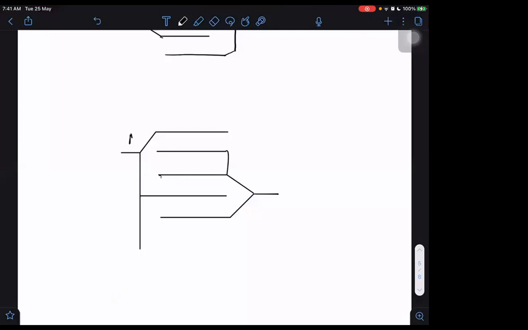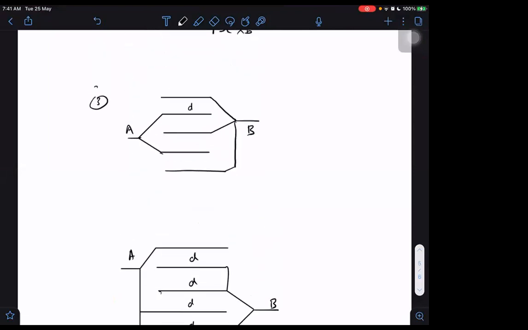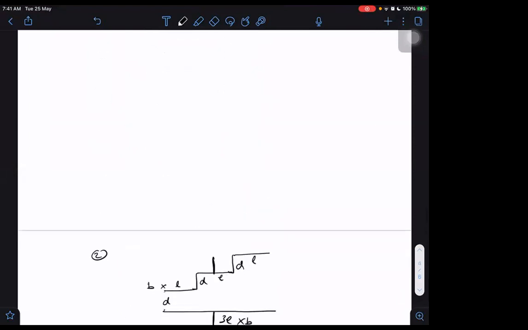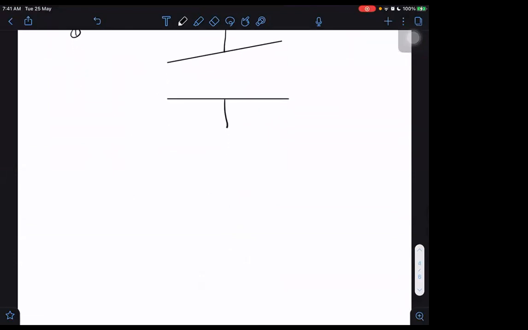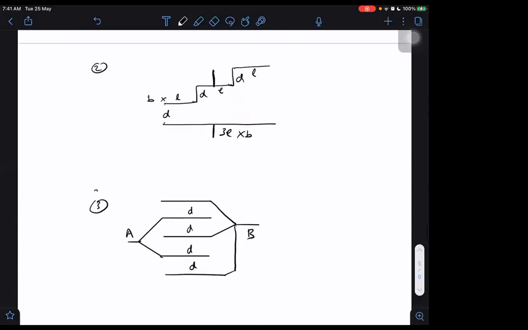So this is A and this is B. So let us do this now. Starting with this one, this one is slightly tougher, so I will take it maybe at last. Let me take the easy ones first. So what is the capacitance of this here? Can you find out? Can you guess?